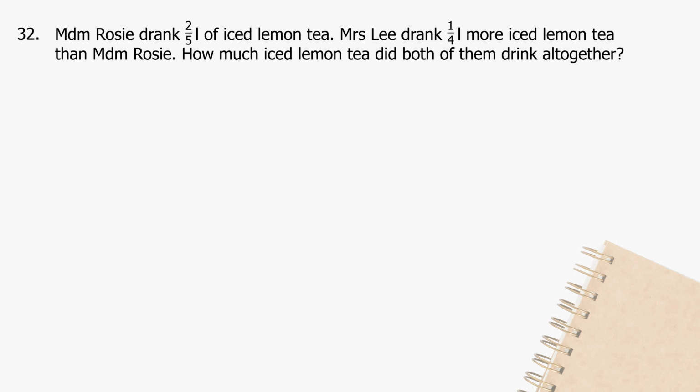Question 32. Madame Rosie drank 2/5 liter of iced lemon tea. Mrs. Lee drank 1/4 liter more iced lemon tea than Madame Rosie. How much iced lemon tea did both of them drink altogether?